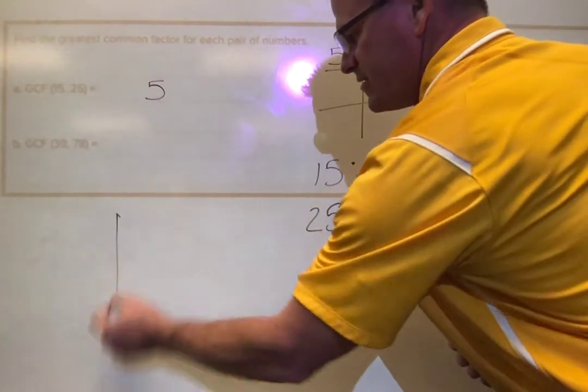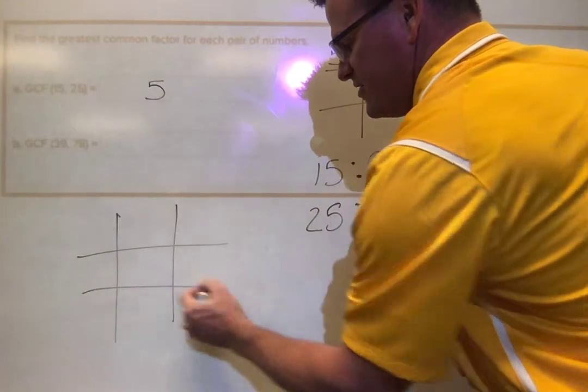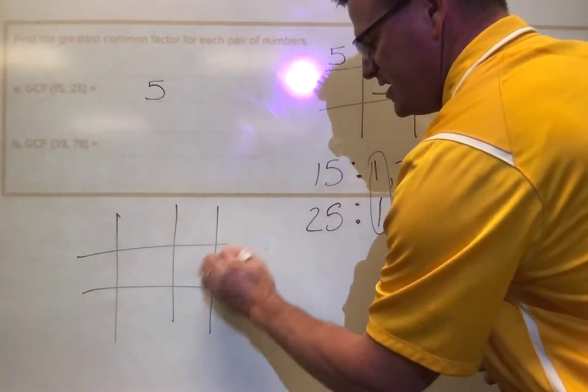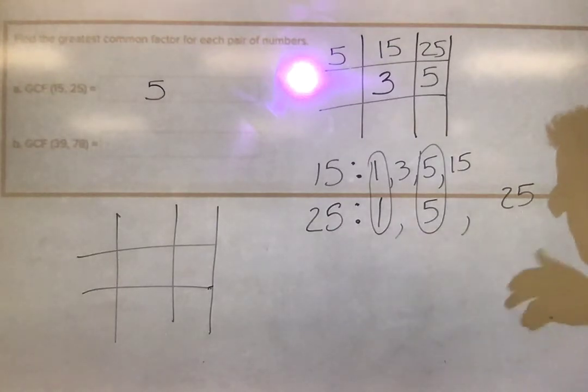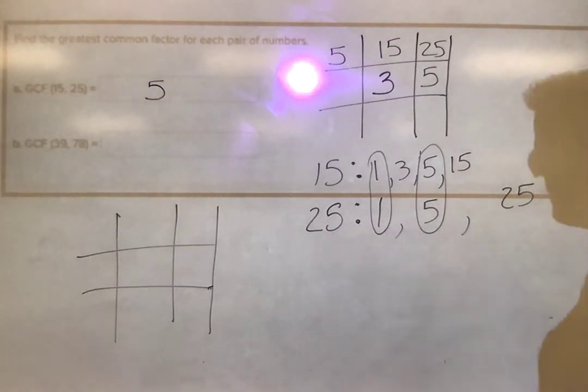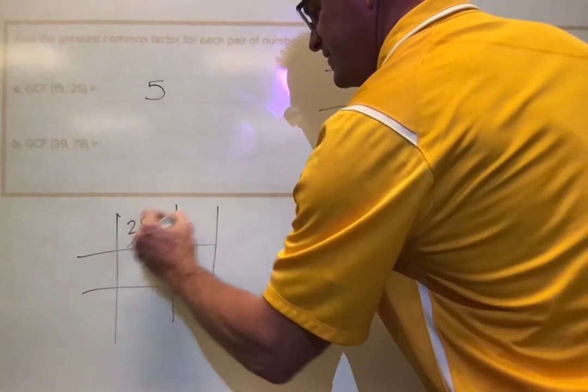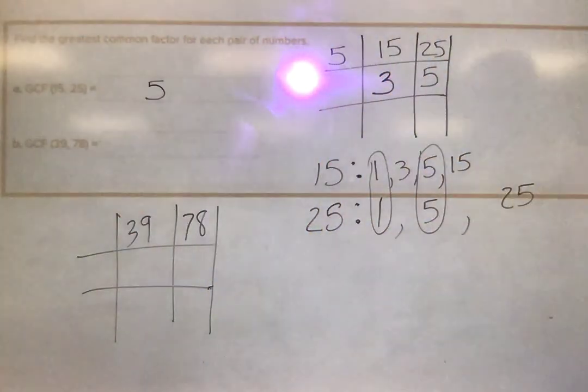So again, I'm going to make a grid here and just use this method this time. Sometimes it's hard to know all the factors and to list them all, and sometimes you forget them. That's where using this grid method can be a little bit more efficient. So we've got 39 and 78. Again, we get some bigger numbers here, so we kind of need to use our divisibility rules.